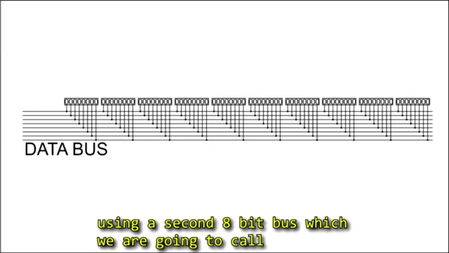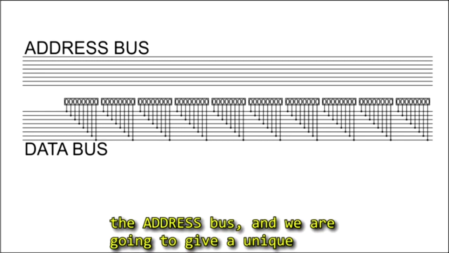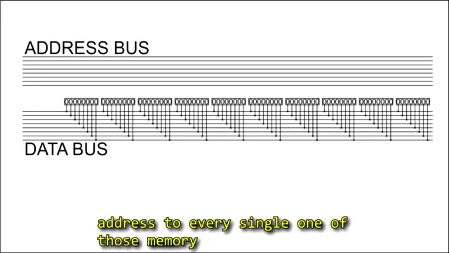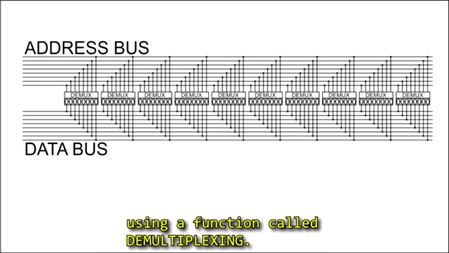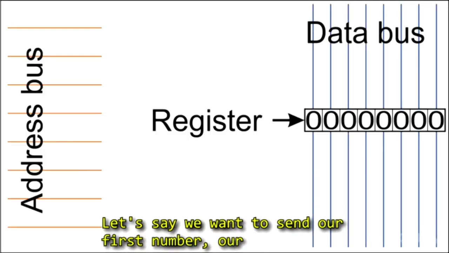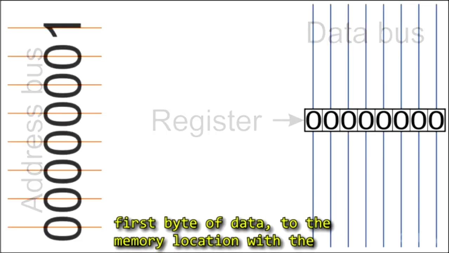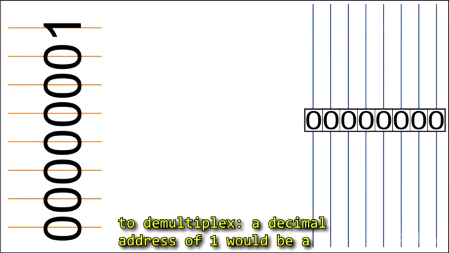We do it using a second 8-bit bus, which we are going to call the address bus. And we're going to give a unique address to every single one of those memory locations. We will control the memory locations using a function called demultiplexing. Let's say we wanted to send our first number, our first byte of data, to the memory location with the decimal address of 1. This is actually fairly easy to demultiplex.